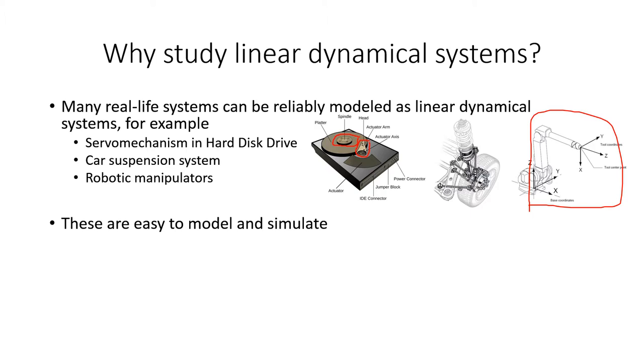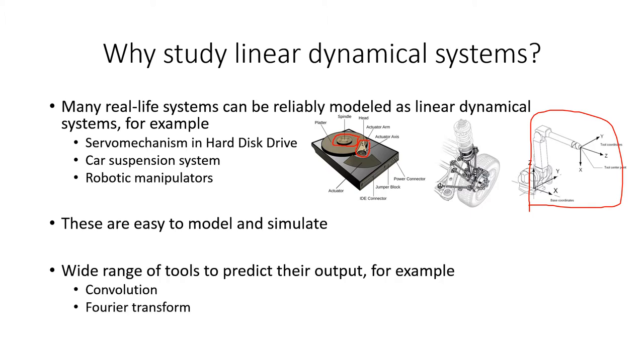Another reason is that linear systems are easy to model and simulate, and that is because we have a wide range of tools to predict their output for various inputs. Some of these tools are based upon time domain techniques such as convolution, and other techniques are based upon the information of the response when taken in the frequency domain. A well-known tool in this regard is the Fourier transform.